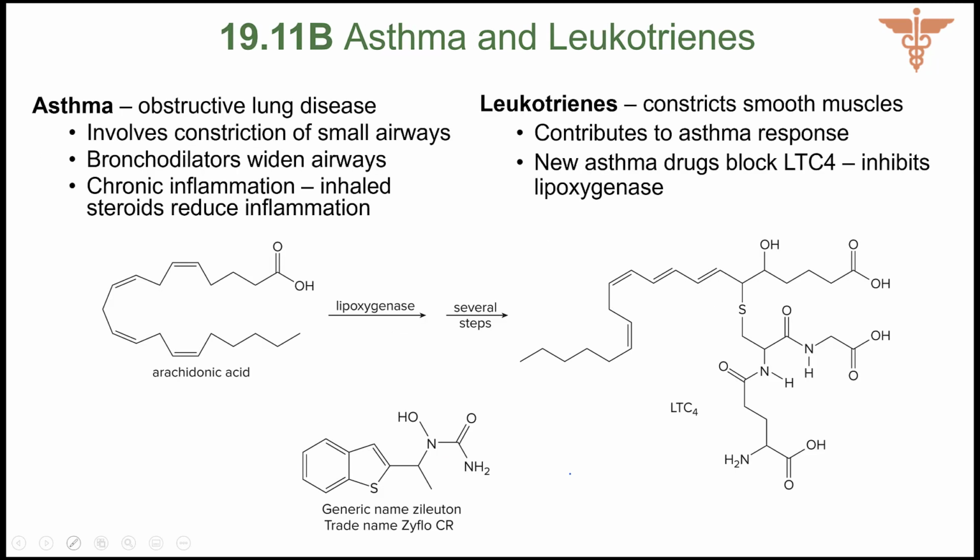So asthma affects millions of Americans. It involves episodic constriction of small airways. If you use a bronchodilator like albuterol, this can treat symptoms by widening the airways. The leukotrienes are molecules that contribute to the asthma response by constricting smooth muscles, especially in the lungs. Leukotrienes, such as the one shown here, the LTC4, can be made in many steps from arachidonic acid. So the first step involves an oxidation reaction using the enzyme lipoxygenase, and new asthma drugs will block the synthesis of the leukotriene from arachidonic acid.